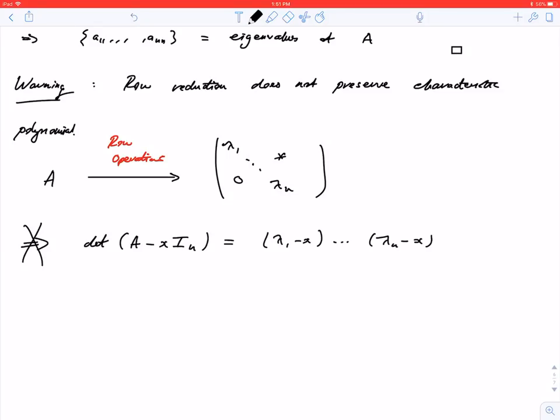If you write A minus x times the identity down as a matrix and then do row operations to put it in upper triangular form, then it's fine, because it's all baked into it from the beginning. But every time you do a row operation, you're changing the characteristic polynomial, so this is totally no good. Just because the characteristic polynomial of this side is this doesn't tell you anything about the characteristic polynomial of the other side. So it's a classic mistake. I've seen it many times.